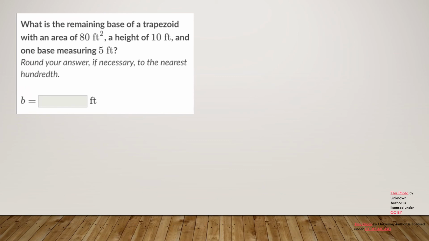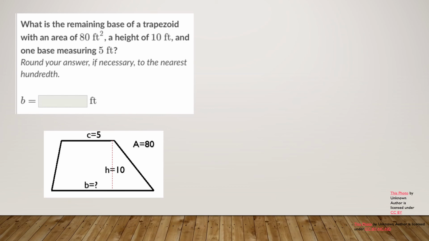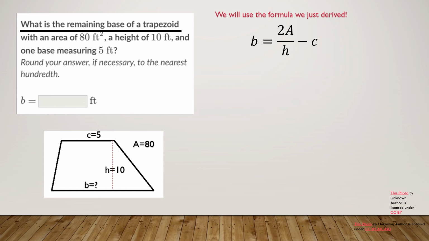What is the remaining base of a trapezoid with an area of 80 square feet, a height of 10 feet, and one base, we know, measuring 5 feet? Since we're looking for the remaining base, we've already found a formula that finds that. We just derived it. B equals twice the area divided by the height, minus c.